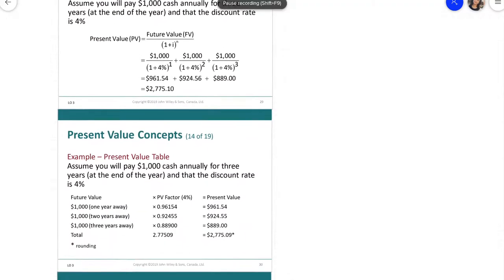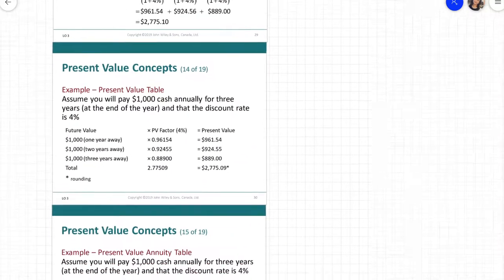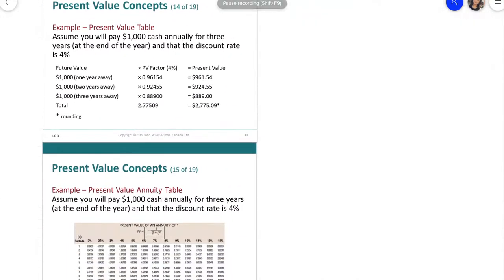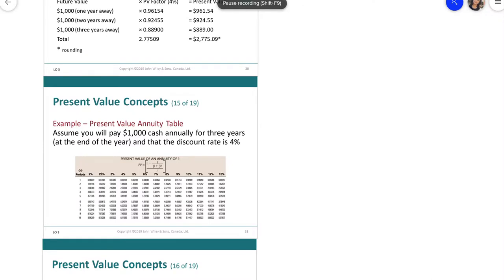Now this is another way of looking at it, doing the tables. And this is what I was talking about, a table. When you have a table, what you're looking for is whatever your interest rate is. In this case, our interest rate is 4%. From there, we're looking at how much we are getting each year.